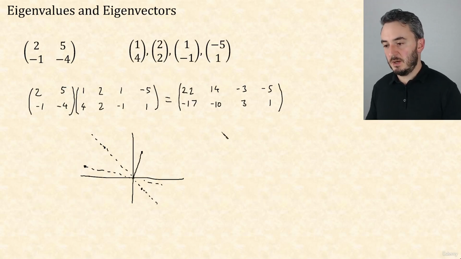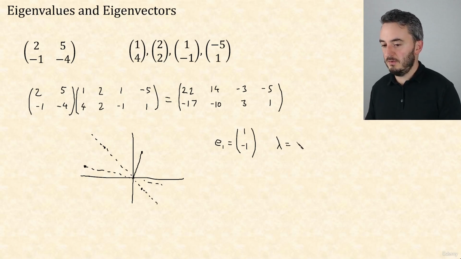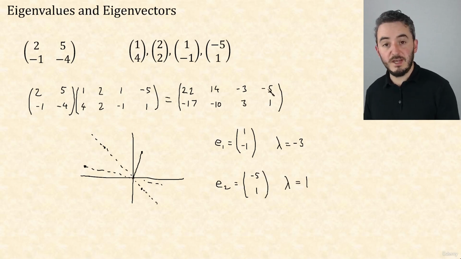If we go back to this example here, we can say that for this matrix, (1, -1) was an eigenvector. We can call that e1, (1, -1), and it got mapped to (-3, 3). So its corresponding eigenvalue was lambda equals -3, because it just got scaled by -3. There was another eigenvector, let's call that e2. It was (-5, 1), and its corresponding eigenvalue was 1, because it didn't change at all.